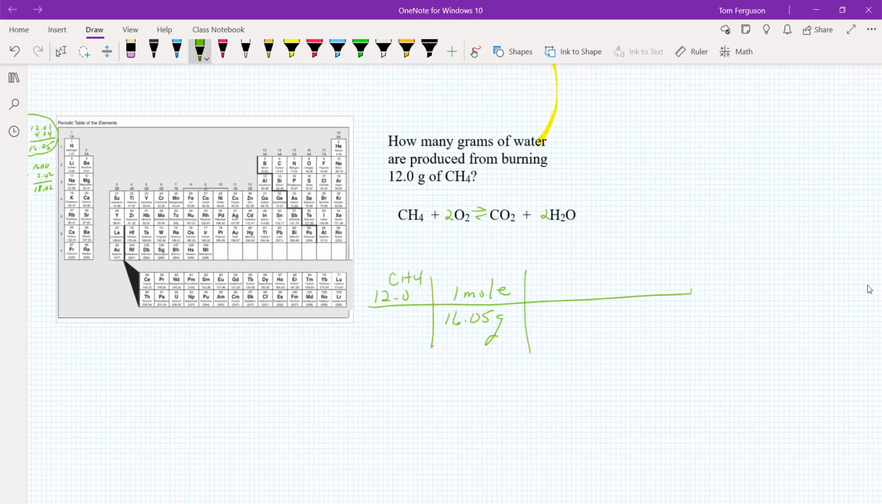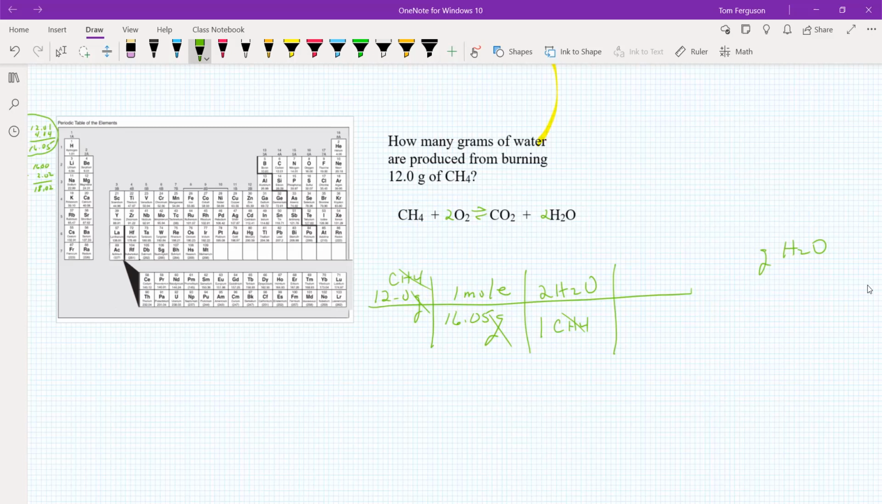Now, what we're trying to calculate is how many grams of water. So we want to end up with grams of water. Okay, from the balanced equation, we get the ratio of the coefficients from the balanced equation of what we were trying to calculate and also what's given. So notice our CH4s cancel, our grams cancel. Now we want to take moles of water, which we have now, to grams of water.